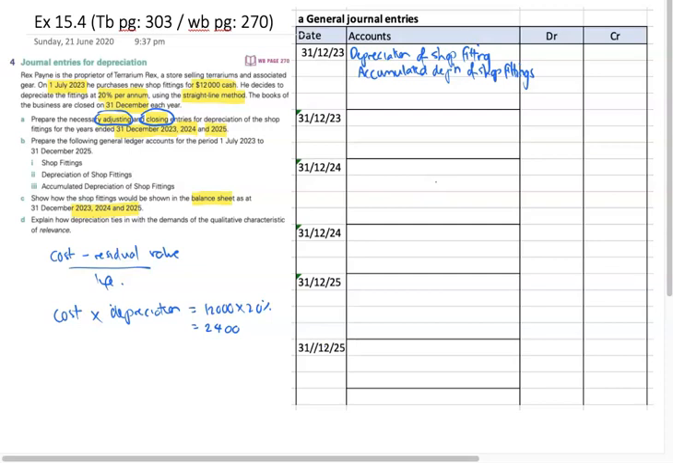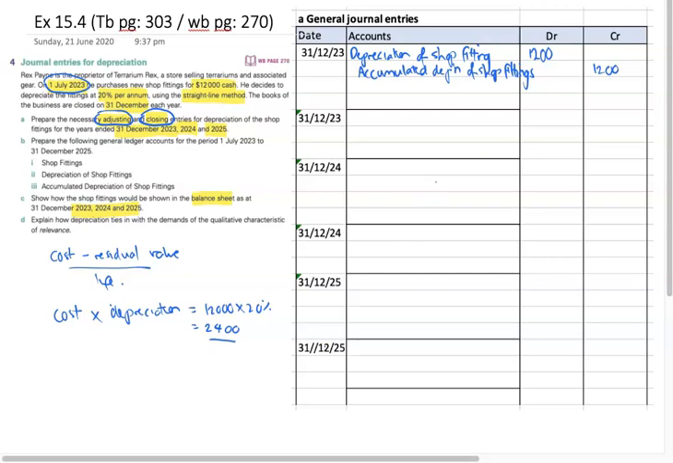Now, important to understand is that we have $2,400 of depreciation per year, but that doesn't mean that we've had that amount of depreciation for this reporting period, because we purchased this on the 1st of July 2023. So how many months has this been? It has been all of July, August, September, October, November, and December. It has been 6 months or half a year, which means we have had $1,200 of depreciation for that period.